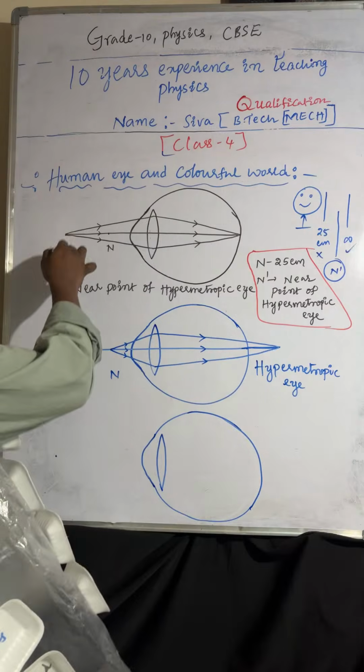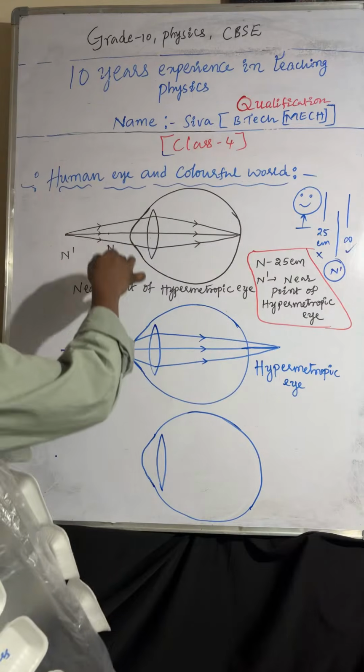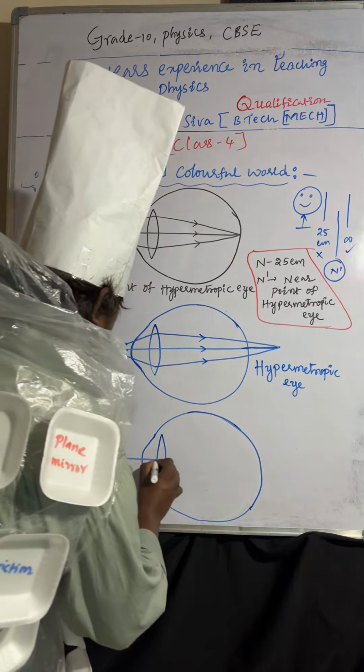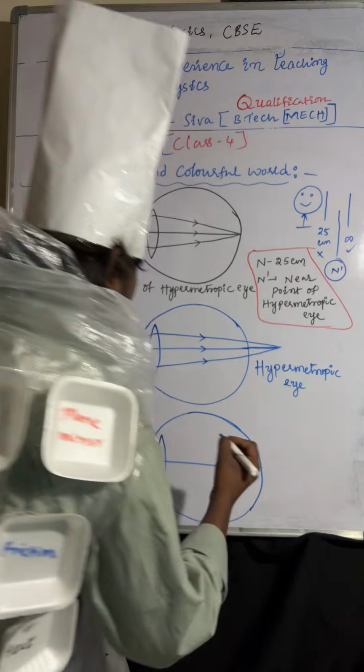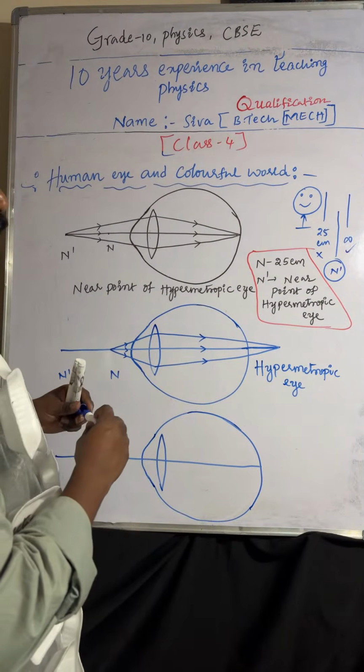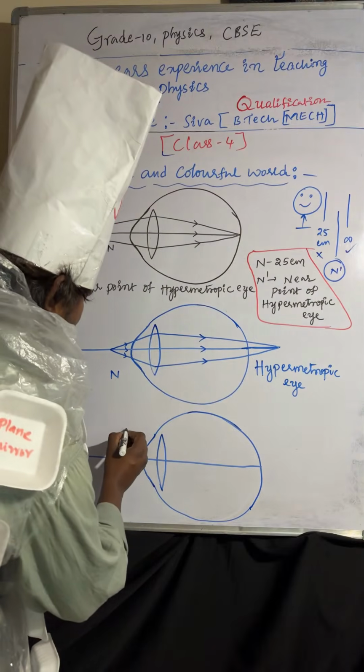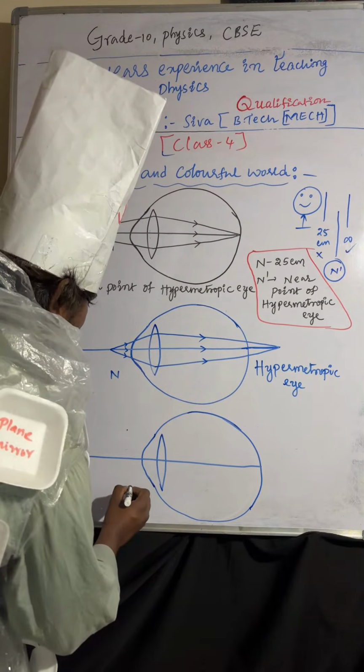So you can observe all these points, and you have to place them. Which lens are we using? Convex lens.